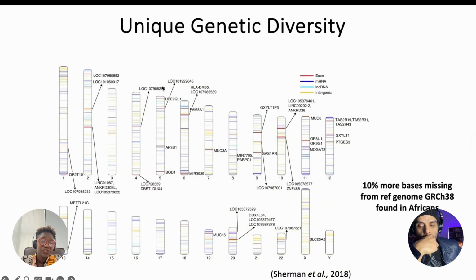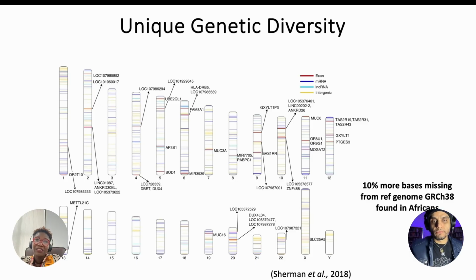Now, in addition to that, which is even more striking, in 2018, Sherman et al. sequenced about 910 people of African extraction from around the world. It was whole genome sequencing. When they finished, they mapped it to the reference genome, hg19 at that time. And what they found was that there were 10% more bases missing from the reference genome. Most of it was intergenic, which can be important as well because it can impact the protein coding regions.